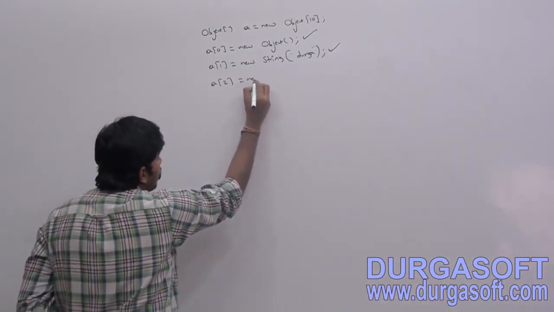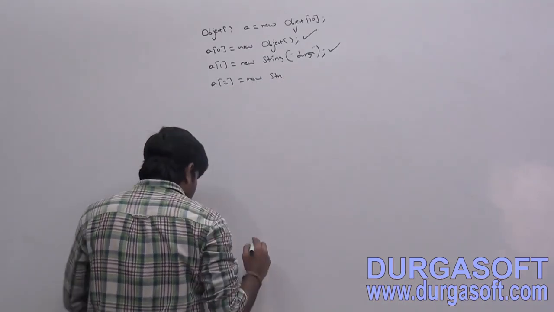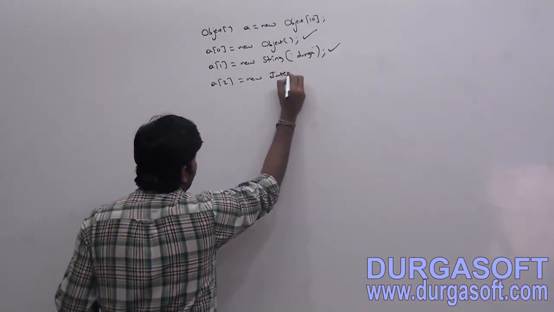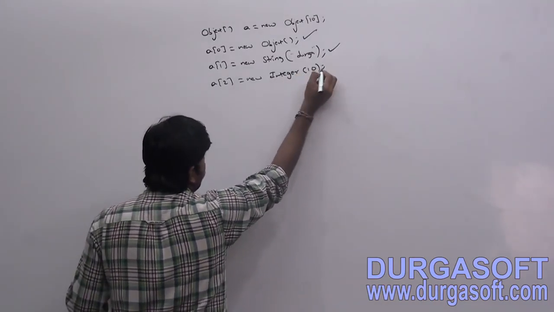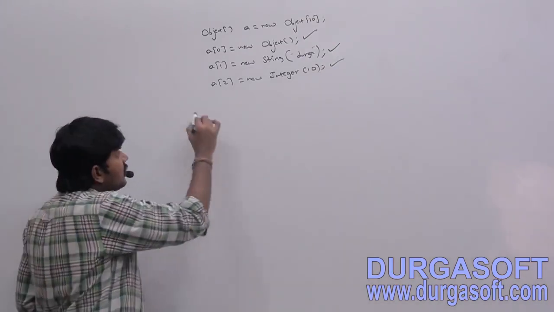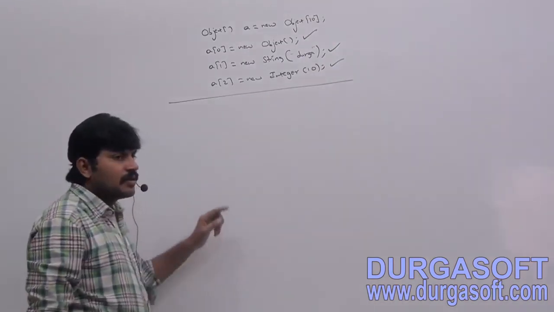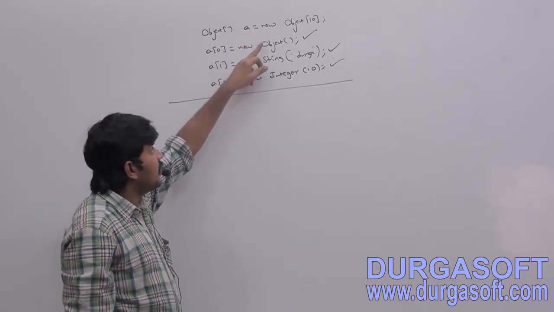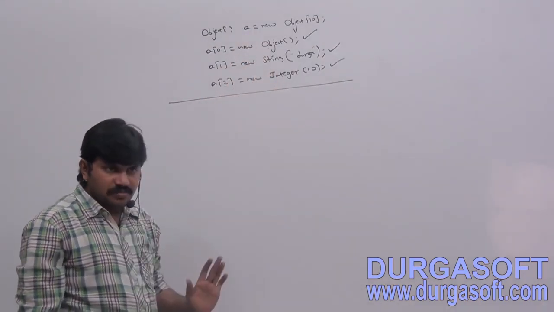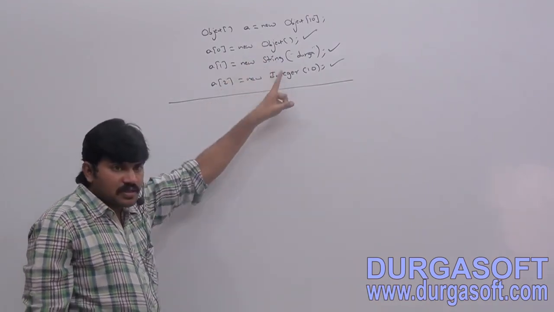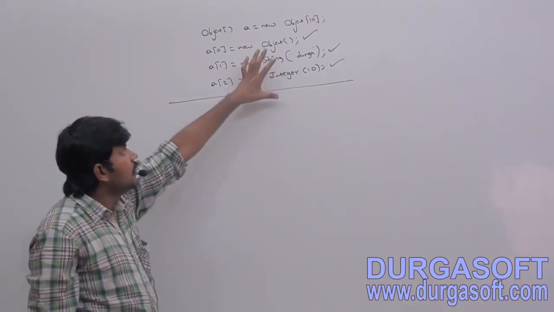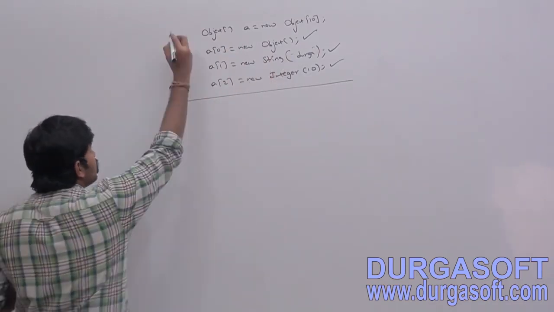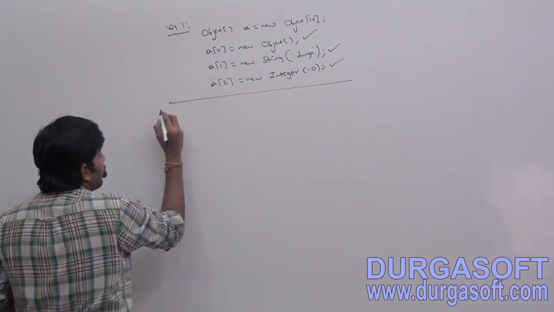A of 2 is equal to new integer of 10, valid or not? Valid. In the case of object type arrays, as array elements we can provide either the declared type object or its child class object. So if it is an object type array, it is like that. Assume this is example 1.